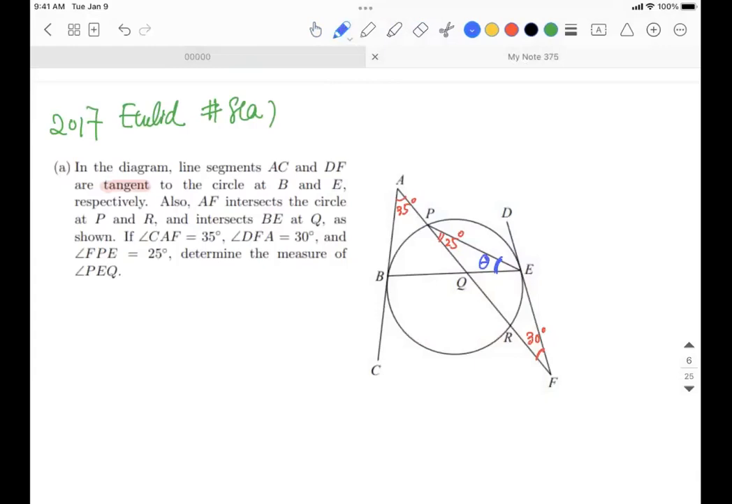Okay. I have 2 tangents, right? AC and DF, they're both tangents. They touch the circle at B and E, those 2 tangent points. And then I give you a bunch of angles. With all of this, I want you to determine the measurement of my blue angle. Think about it. How can I do such a problem?